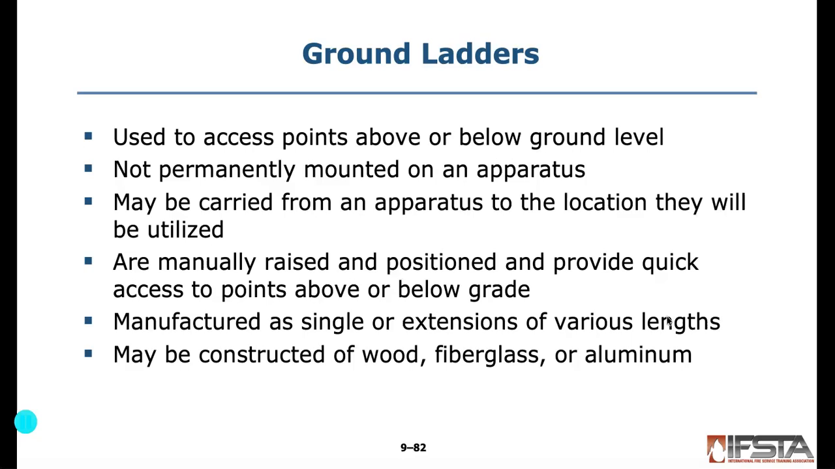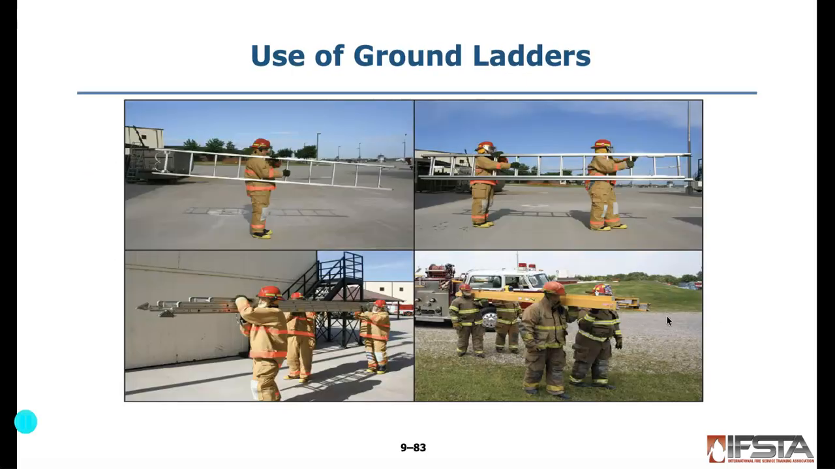They're manufactured as single or extension ladders of various lengths. Like I said, a single has 2 beams and your rungs. Your extensions are going to have a fly section and a bed section. The fly section is actually going to extend using a halyard or a rope to pull it. Could be wood, could be fiberglass, could be aluminum. There are departments in the LA County area that use wood ladders still. Not all do, but some do. And then you have a lot that use aluminum ladders.